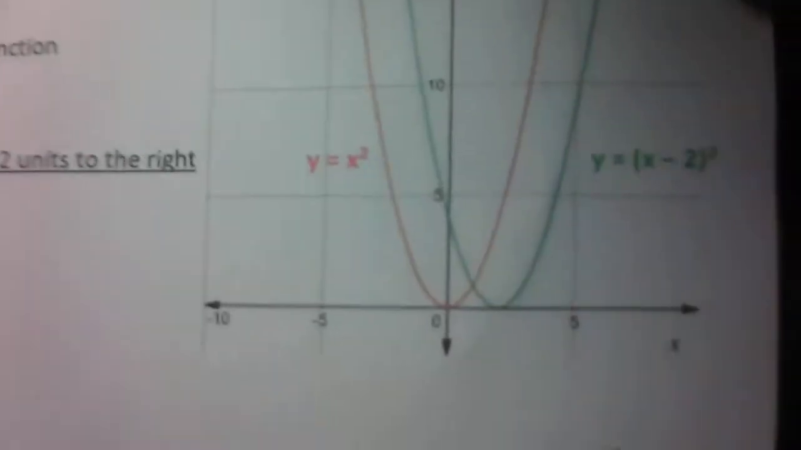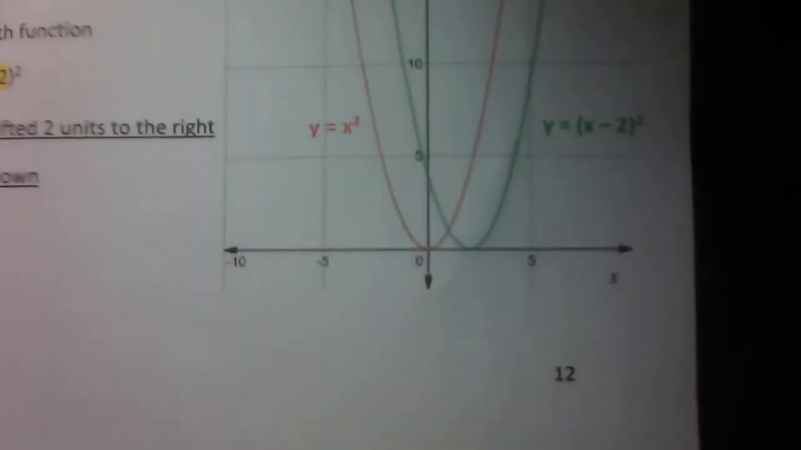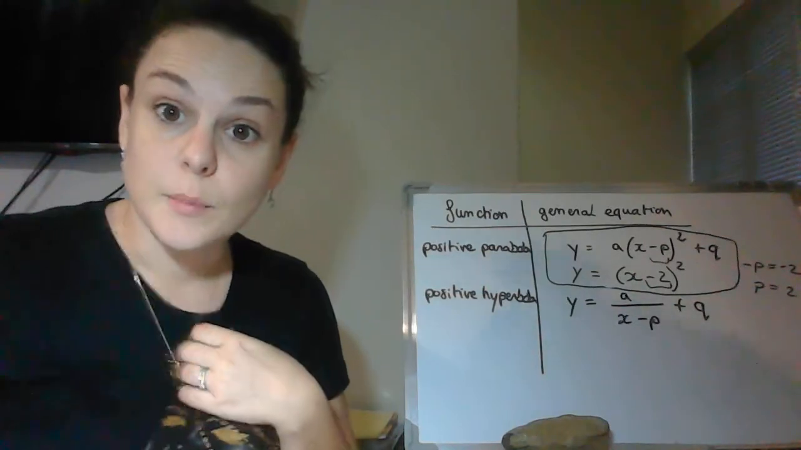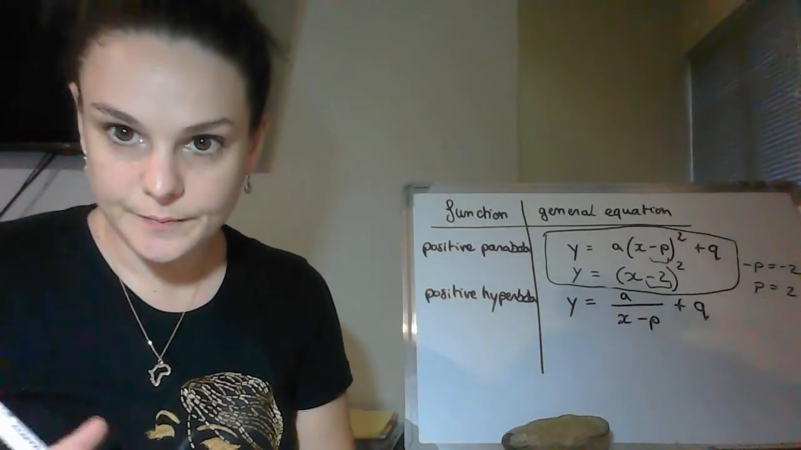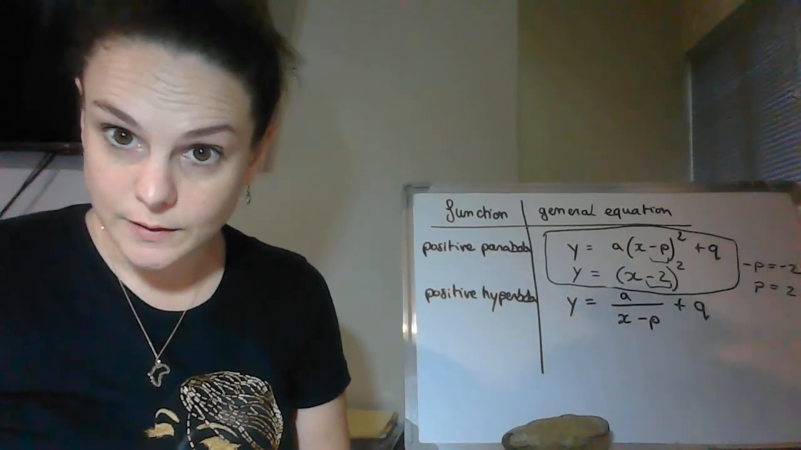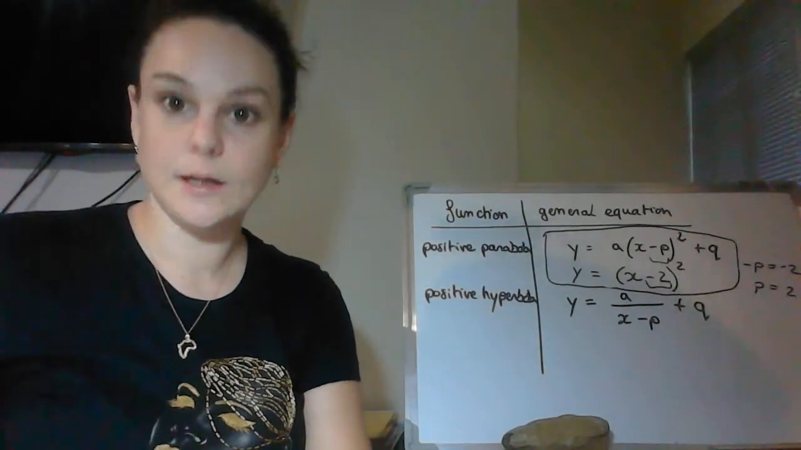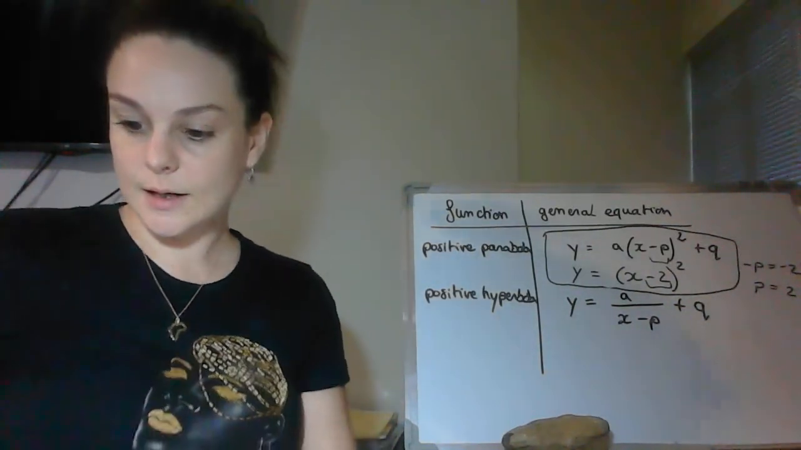You see that it shifted 2 units to the right. The green is 2 units right compared to the basic pink one. So that's what you have to see. Okay, so that's example 1.